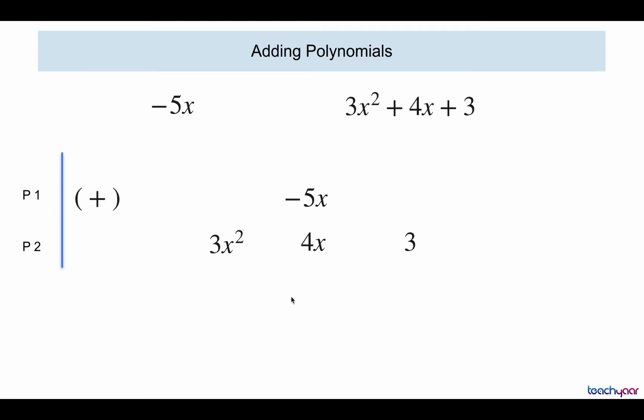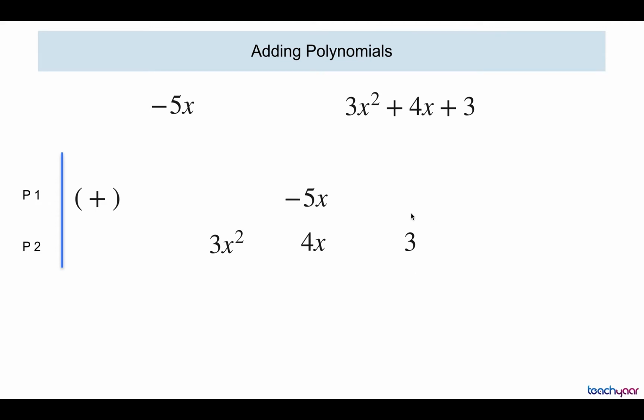Now you've aligned these, you just add them up, right? You just add up the like terms' coefficients. So these are the coefficients. For x, the coefficient is minus 5, and here it's 4. For x squared, the coefficient is 3. For a constant, the coefficient is just the constant value, right? So it's just 3 there.